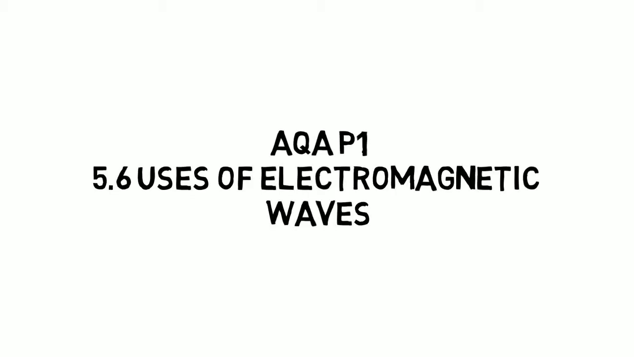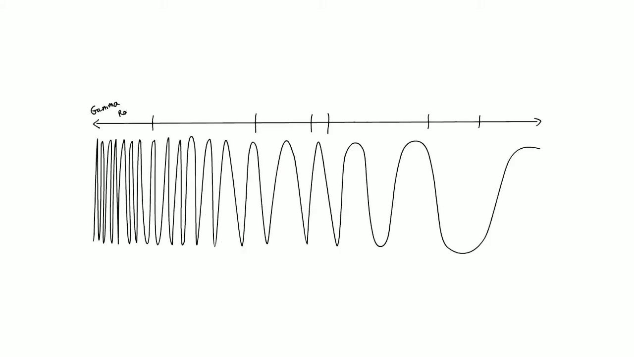Hi, this video will be looking at the uses of electromagnetic waves. So here we have the electromagnetic spectrum. Gamma rays have the shortest wavelength and the highest frequency, and then as we move along the electromagnetic spectrum, the wavelength increases and the frequency decreases.